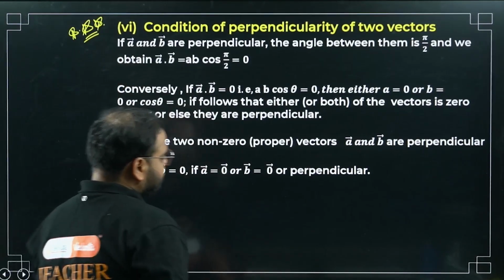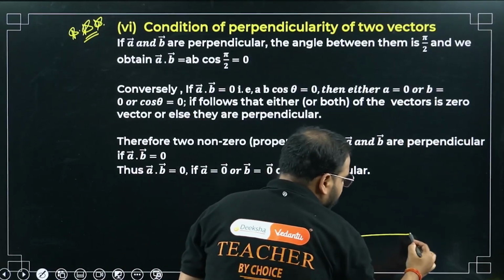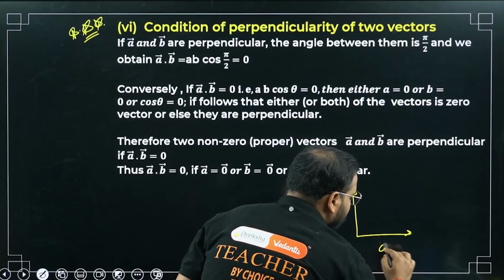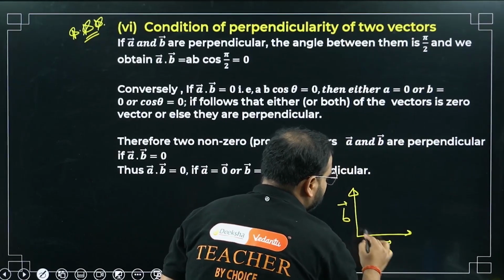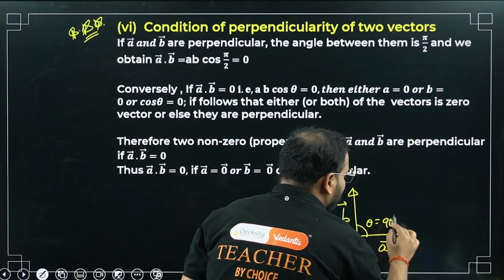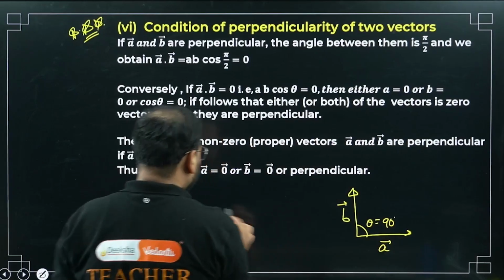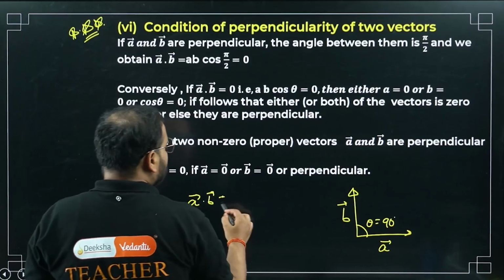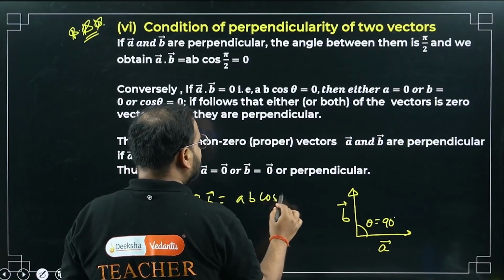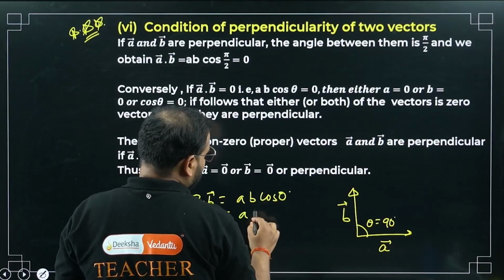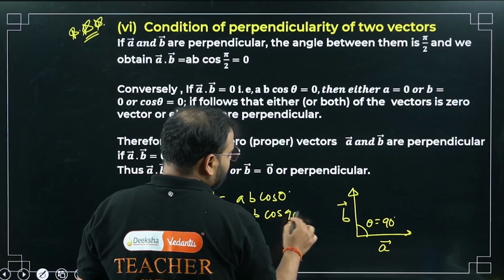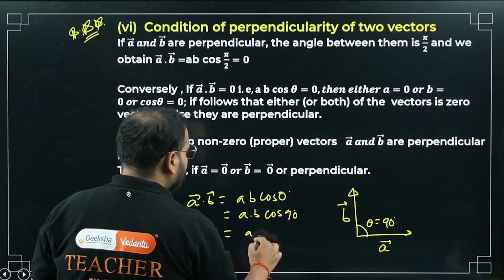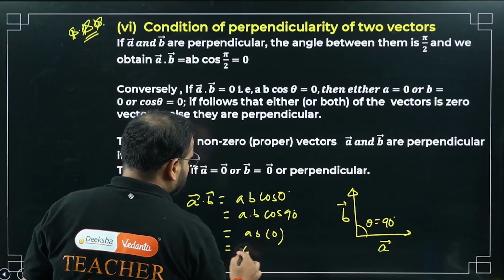So think about it. Two vectors A and B are written like this and they are perpendicular. It means what is the angle over here? The angle is going to be 90 degrees. Then in the dot product, A dot B is given by AB cos theta. Cos of 90, because theta is 90, is how much? 0. It means AB times 0 equals what? 0.